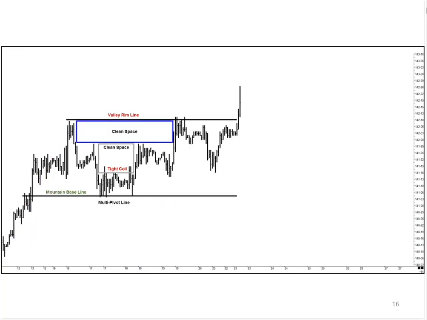Okay, let's look at a little more data. Now take a look at this chart before I do anything. You see here I've marked out clean space, the tight coil. Take a look at it. Take a look at this section now before I do anything. I want to know what you see. You don't have to write it. You can just send it to me mentally. I send and receive, don't worry. Just take a look for a second here.